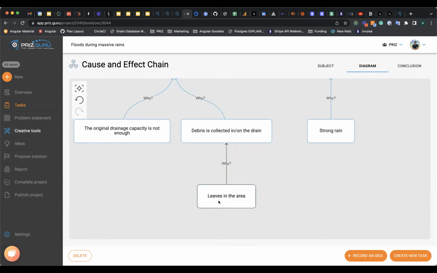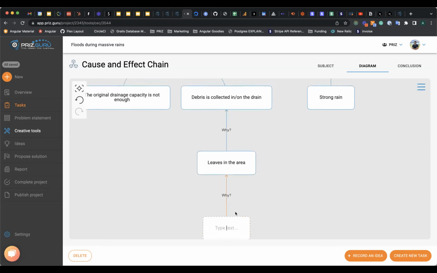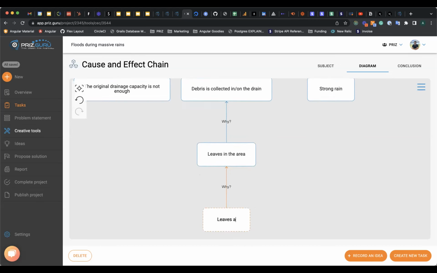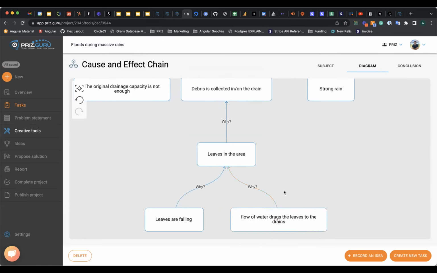Why is that happening? Falling down, yeah. Because leaves are falling down. Also, we have potentially the flow of water. Water drags the leaves into the drain, and so on, right?